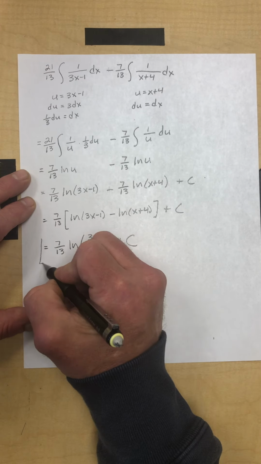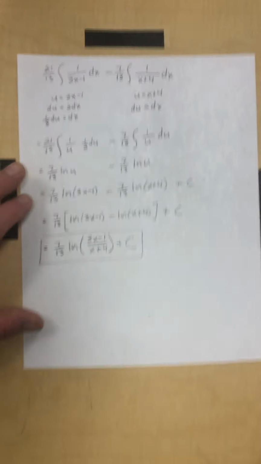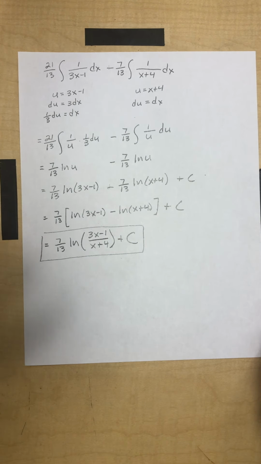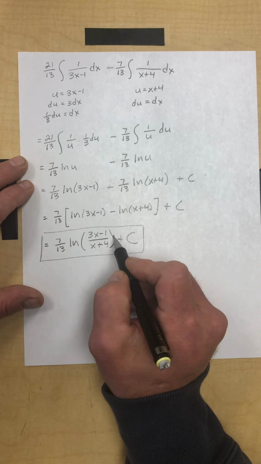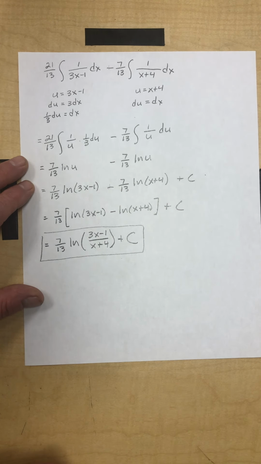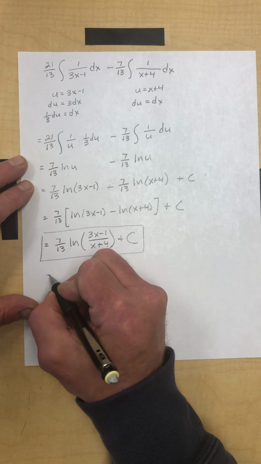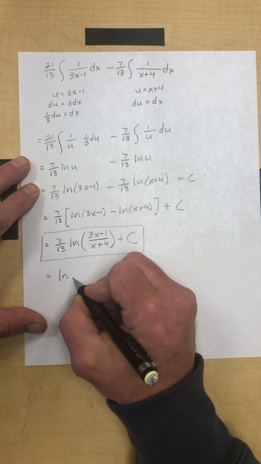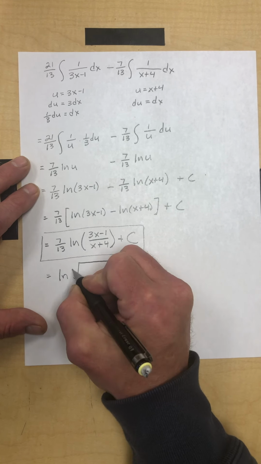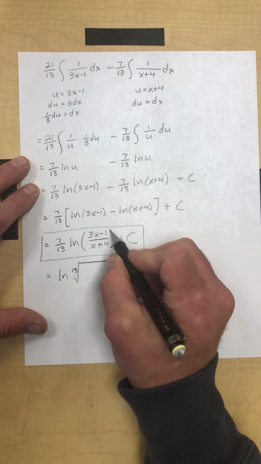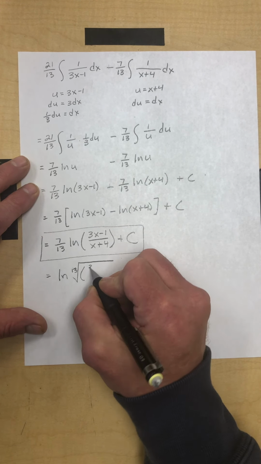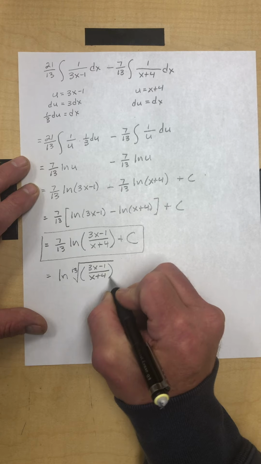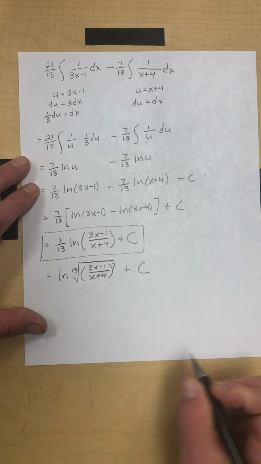Okay, so I definitely have one form of the answer. And I'm wondering if I can come up with another form that would maybe be a little bit cleaner, maybe not. The only thing I can think to do is to bring this 7/13 back as an exponent. So let's see, what does that look like? It looks like I would have the natural log of the 13th root of this whole thing to the 7th power, 3x minus 1 over x plus 4 to the 7th power plus c.